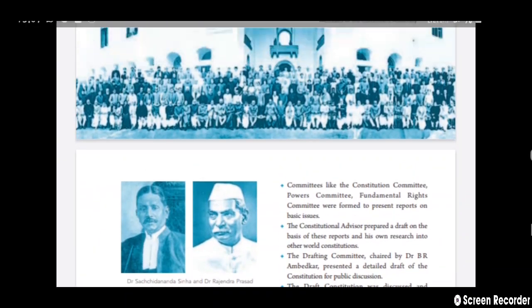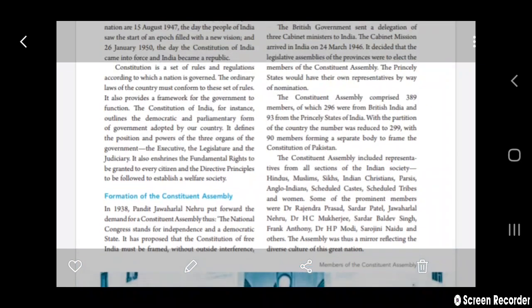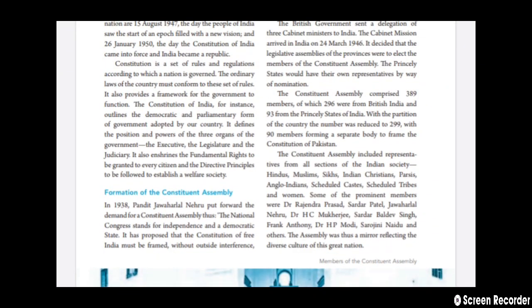Next, the Constituent Assembly. It included representatives from all sections of Indian society. It had representatives from Hindus, Muslims, Sikhs, Indian Christians, Parsis, Anglo-Indians, scheduled castes, scheduled tribes, and women. These members were representing all of these groups in the Constituent Assembly.